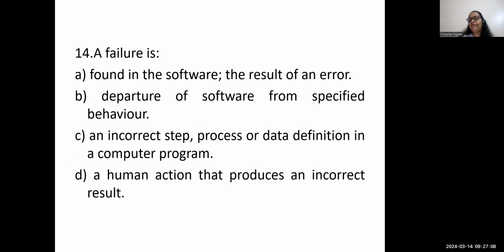Okay. Again, one more question. Failure is what? Found in the software as a result of an error, departure of software from specified behavior, an incorrect step, process, or data definition in a computer program, or a human action that produces an incorrect result. Again, think. The options are a little bit confusing, right? But still you need to think about what failure is.